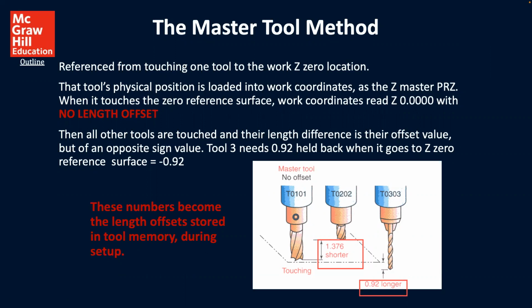Then all other tools are touched and their length difference is their offset value, but of an opposite sign. Tool 3 needs 0.92 held back when it goes to Z0, reference surface, equals minus 0.92. These numbers become the length offset stored in tool memory during the setup. So here we can see you're going to be going shorter, you're going to be going longer. And so this is the kind of offsets that we can be thinking about.